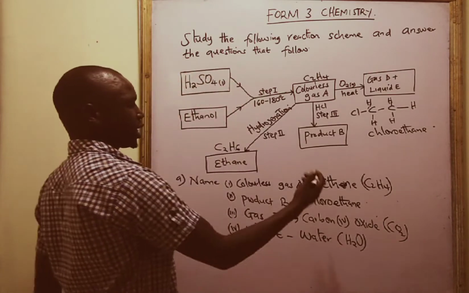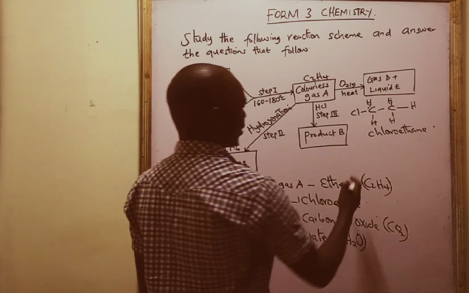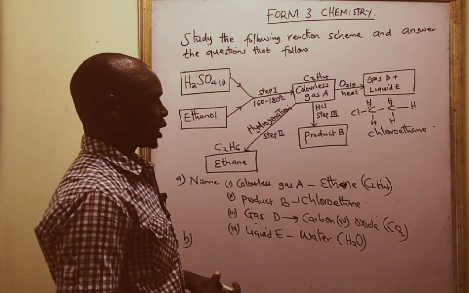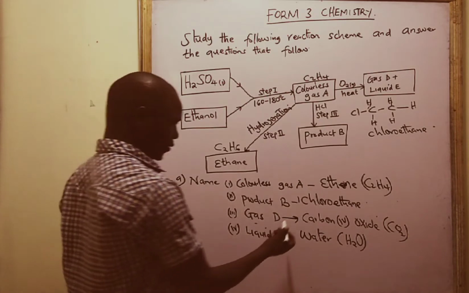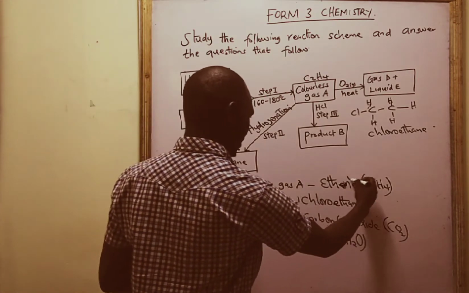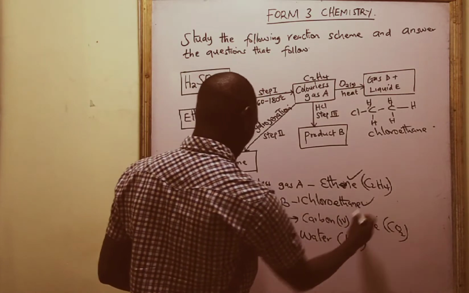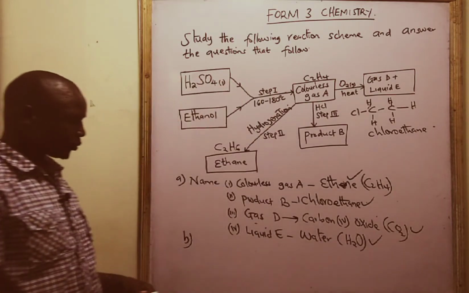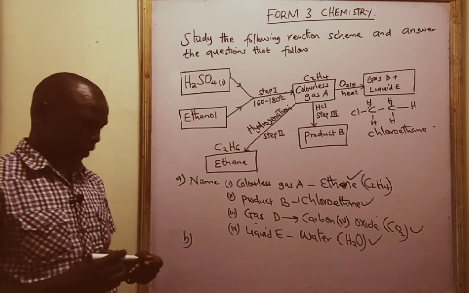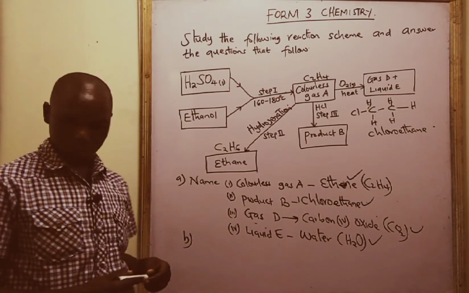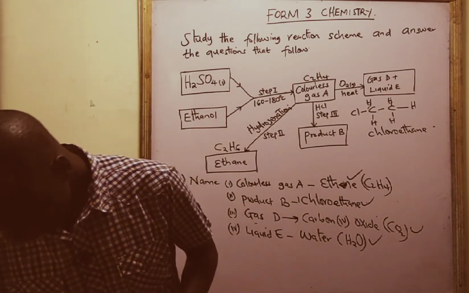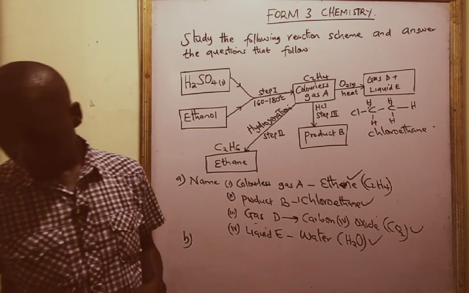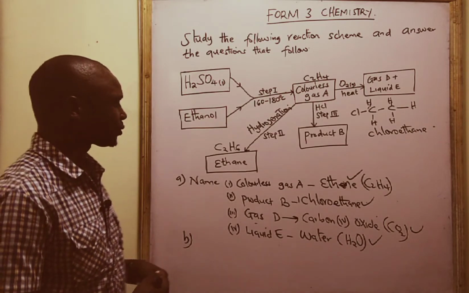Once the double bond has been broken, we are going to have now the one that has a single bond, which belongs to the class of alkanes. So we have a colorless gas A, we have product B, we have gas D, and lastly we have liquid E, which is water. Let us go to part B of the question. B says, write balanced equations for each of the reactions forming the products in A above.